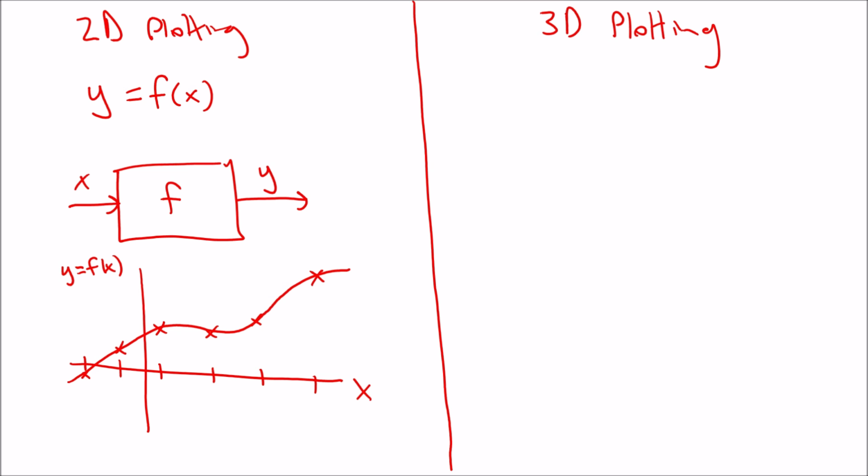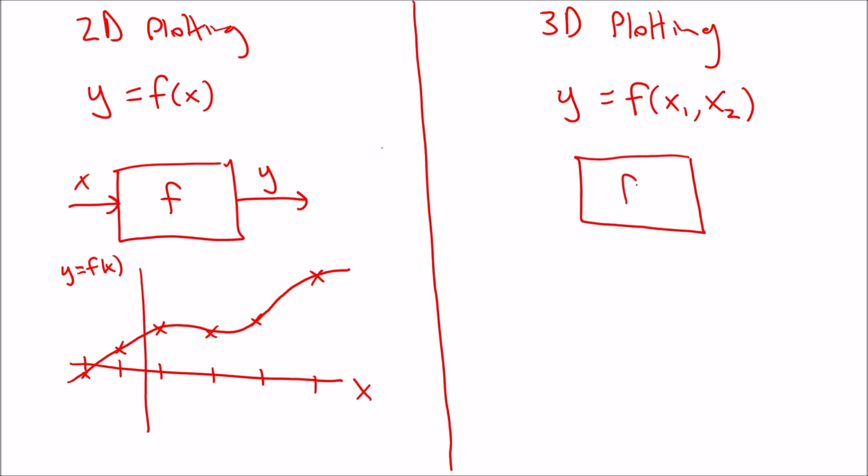So in a 3D situation, you still have a function f, but now instead of a single input x, you now have two inputs. Maybe let's call it x1 and x2, which are somehow combined to generate a single scalar output y. So you can still graphically visualize this as having f, but now there are two inputs, an x1 and x2, to generate a single output y.